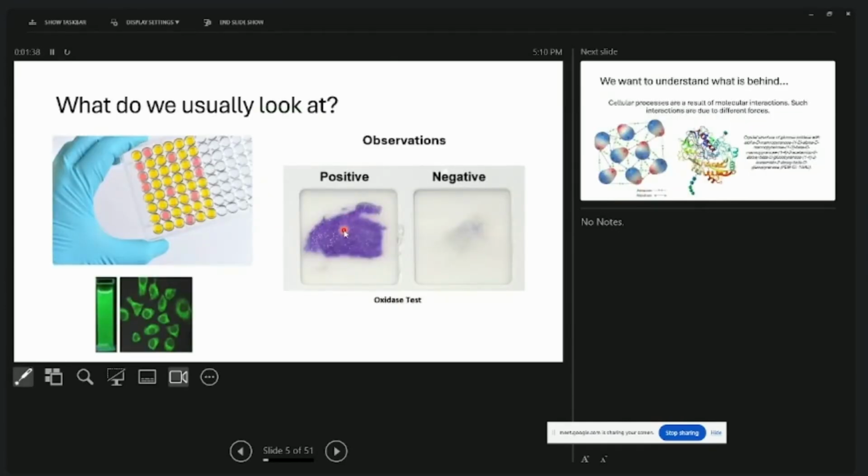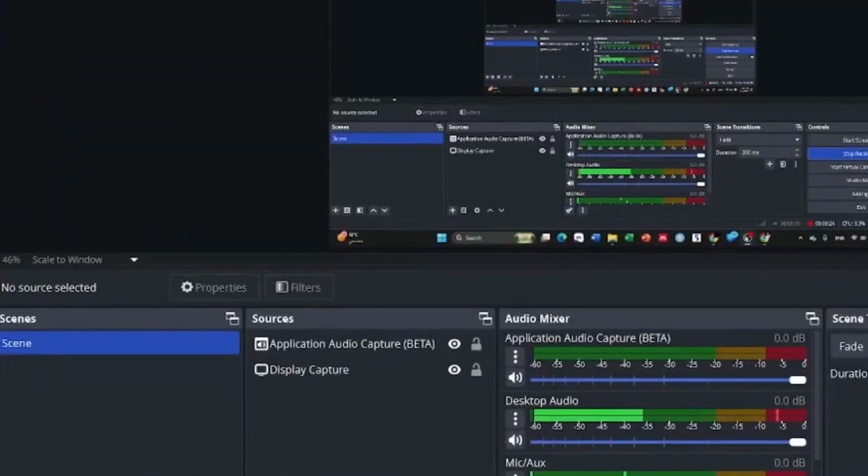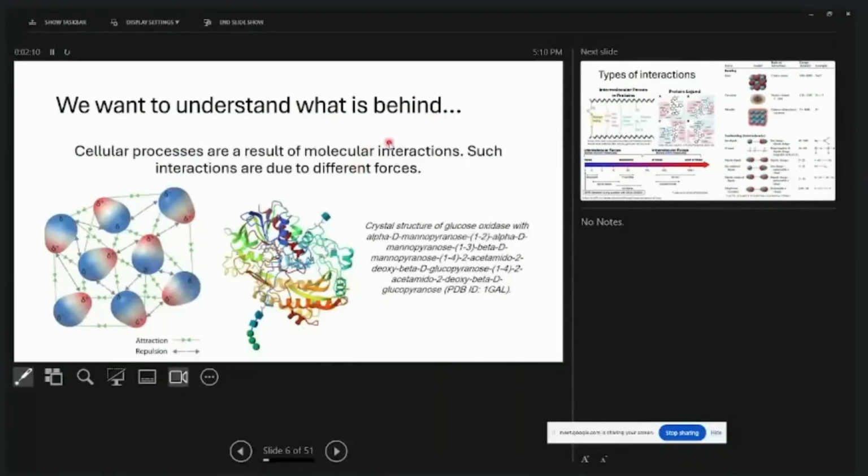So in the experiments we do in life science, biological experiments, we usually look at high-level observations, for example, looking at the oxidase test in microbiology. We have the catalase test, positive, negative. We have changes in colors. We have certain assays. But what is actually underlying such processes at the molecular level? So actually, that's one of the goals of molecular docking: to understand the molecular interactions governing the cellular processes.